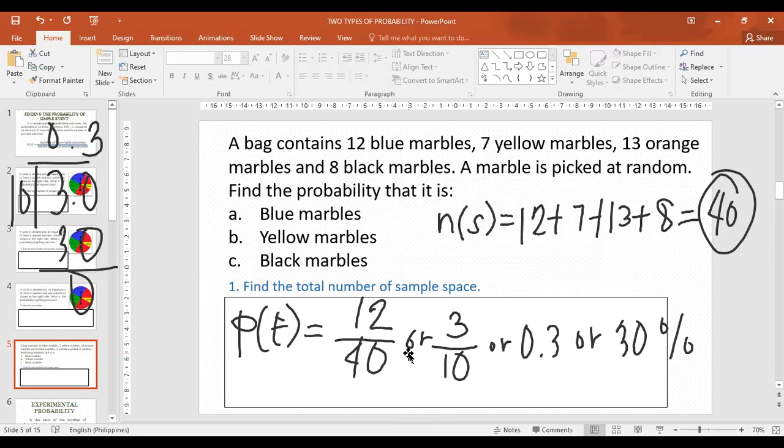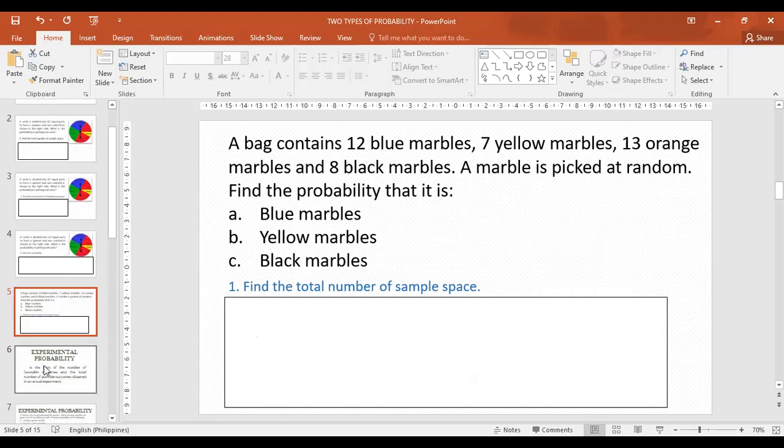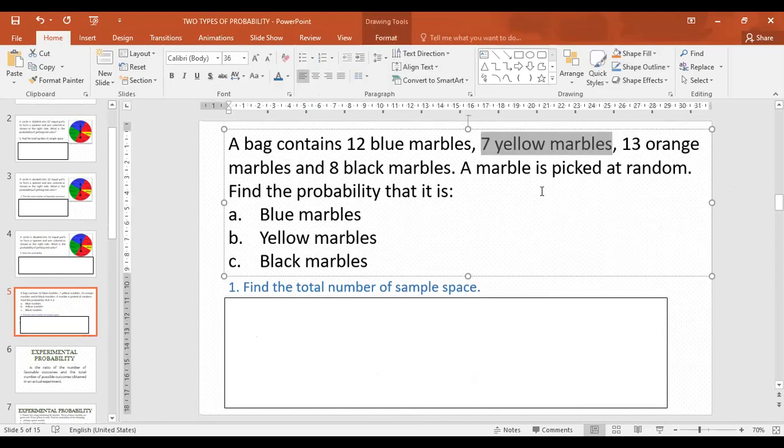So, kukunin pa natin si yellow marble. So, ayan. Let's proceed to letter B. Okay. Yellow marbles. Ilan ba ang ating yellow marbles? So, we have 7 yellow marbles. Okay, i-highlight natin, no?